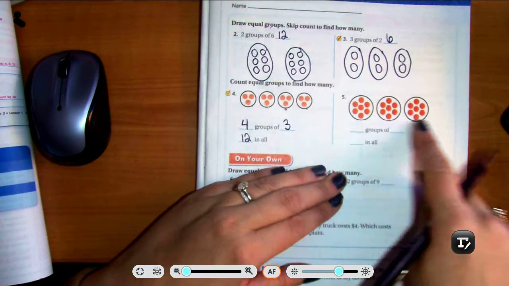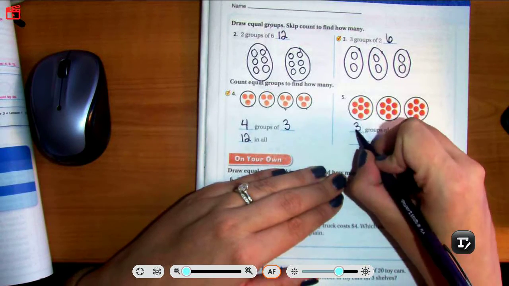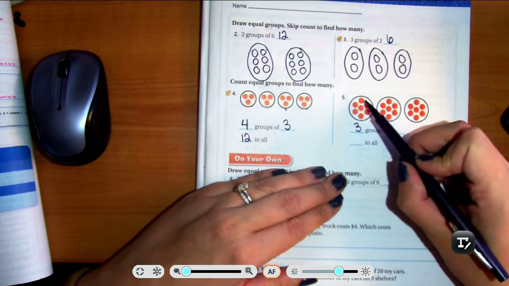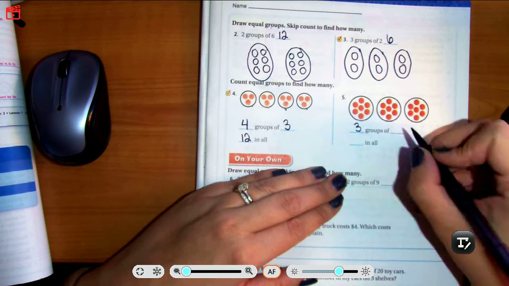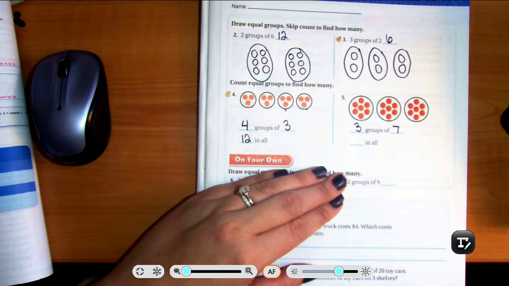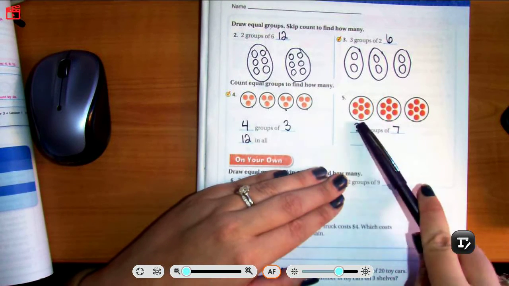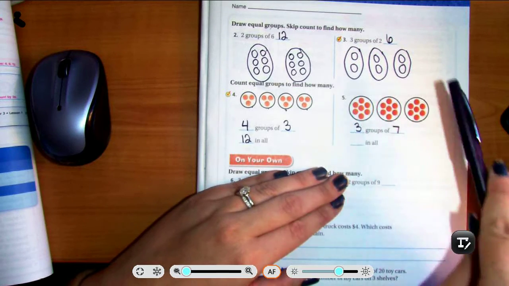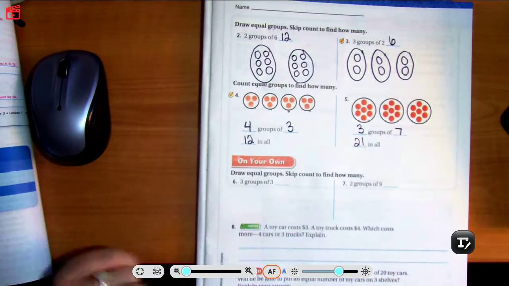Over here, how many big circles do I have? 1, 2, 3. What are they groups of? 1, 2, 3, 4, 5, 6, 7. So I have 3 groups of 7. So I'm going to count by 7. 7, 14, 21. So I have 21 in all.